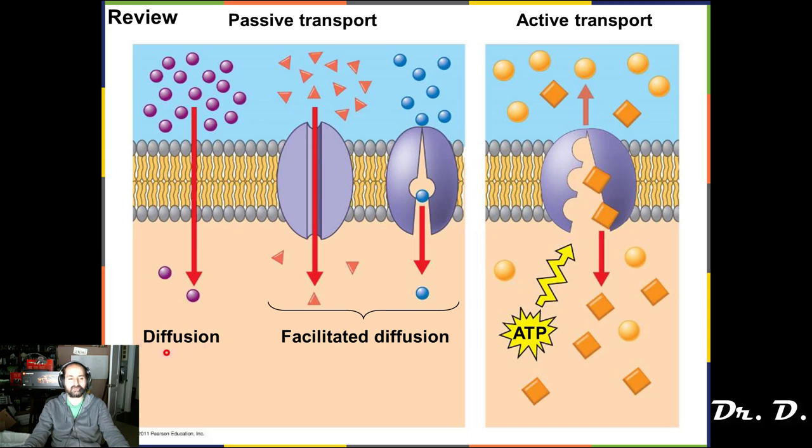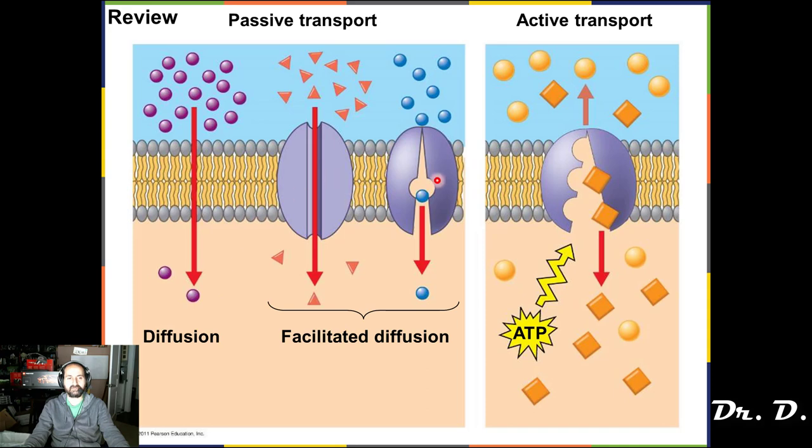Another term for this is simple diffusion. Simple diffusion is a type of passive transport. Aren't all three of these an example of passive transport? Because you're going from high concentration of purple dots toward low concentration of purple dots. You're going from high concentration of triangles to low concentration. High concentration of blue circles to low concentration of blue circles.